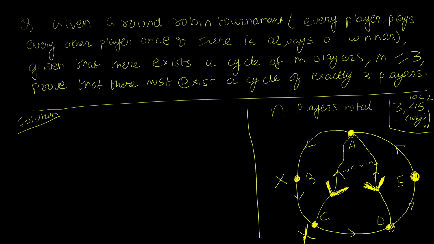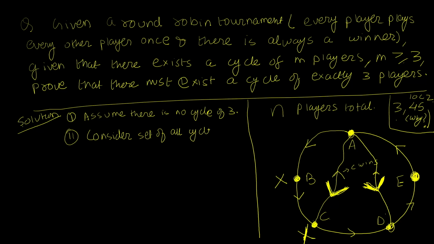We'll prove this statement by contradiction. We'll first assume that there is no cycle of exactly 3 players, and we'll eventually show that that cannot happen. So let's begin doing that. Second, we consider the set of all cycle lengths. We are not looking at the process of generating the cycles, but we are abstractly saying to collect all the cycles in a set. So this set is going to have my main cycle A, B, C, D, E. It's going to have the sub cycle A, D, E. It's going to have the sub cycle A, C, D, E. So all of the possible cycles are in this set.